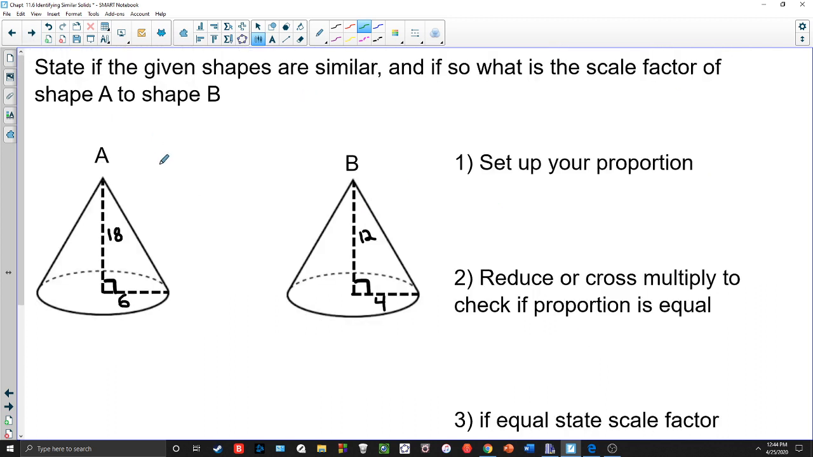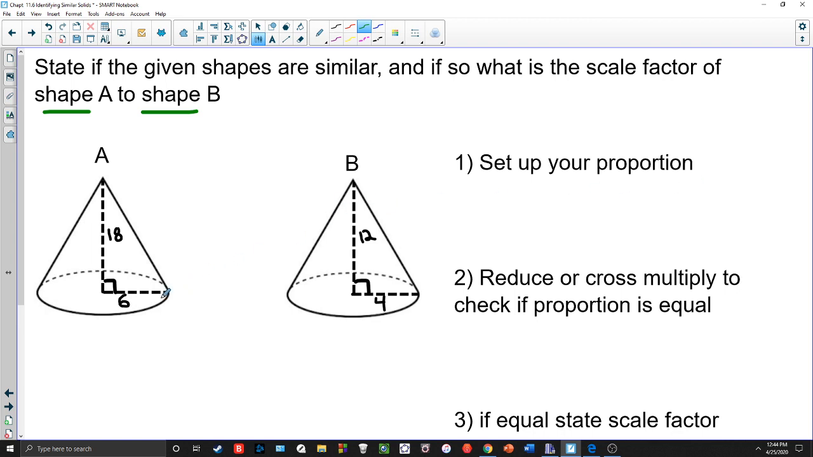So let's look at some more common shapes here. So here we want to figure out if they're similar, and if they are, what's the scale factor? And this says scale factor of A to B. So I want to make sure that my fractions have A on top and B on bottom when I make my scale factor, just to make sure that, again, I'm consistent with the way they want me to write it out. So set up our proportion. So set up our fractions. Again, the proportion is just simply fractions that are equal.